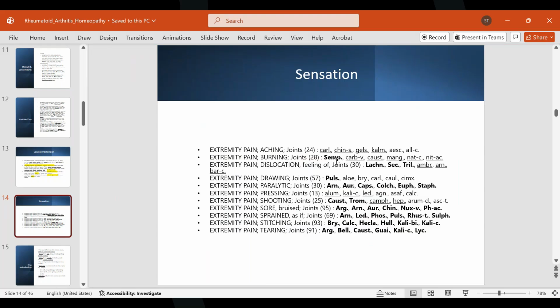Feeling like dislocation, drawing, paralytic, pressing, shooting, causticum, sore. Of course, you think of arnica, like sprained, like ledum, arnica, rhus tox, maybe ruta. Stitching, you think of remedies like the kalis, kali carb, kali bichromicum. Hekla lava, like that, really acute pains. Bryonia, tearing pain.